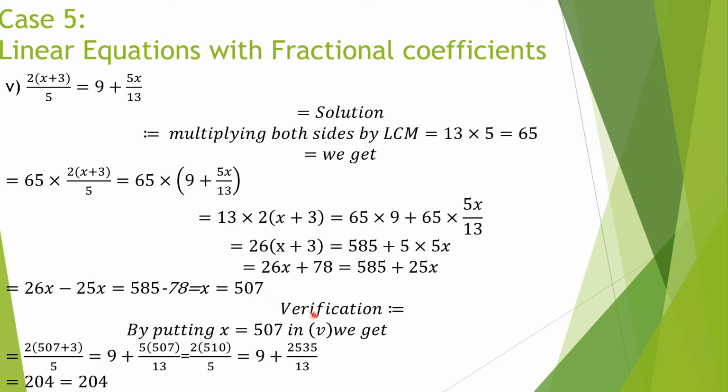How can you do verification of this equation? By putting x is equal to 507 in the original equation, which is 5. We get 2 bracket 507 plus 3 upon 5 is equal to 9 plus 5 bracket 507 upon 13. By solving both sides, we get 204. Left hand side is 204 and right hand side is also 204. Left hand side is equal to right hand side, so it is verified.